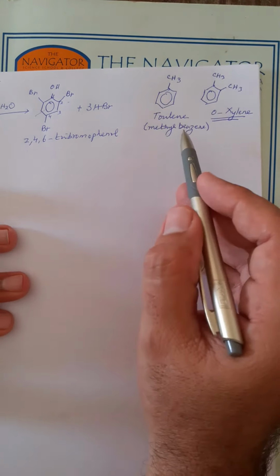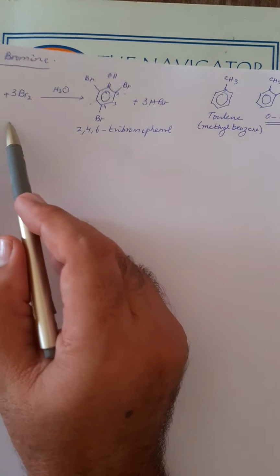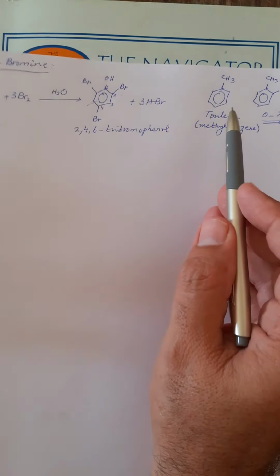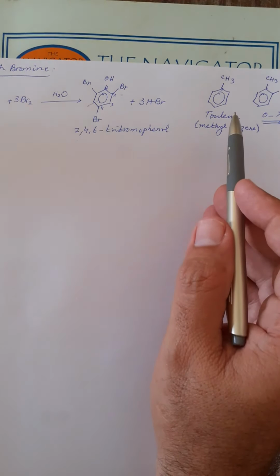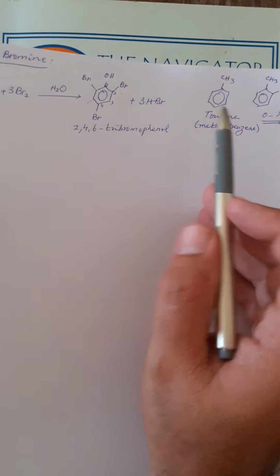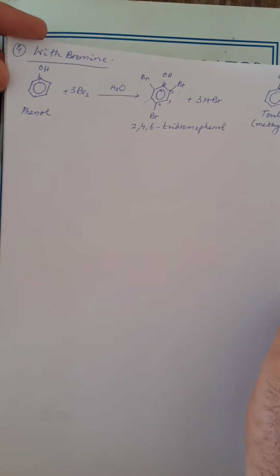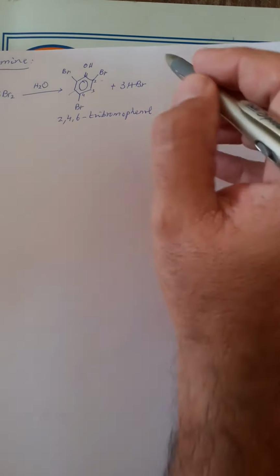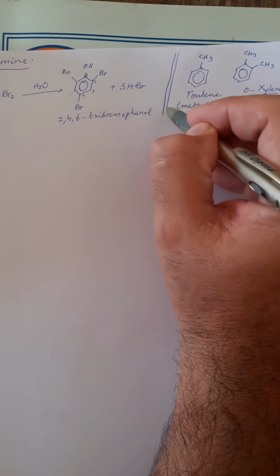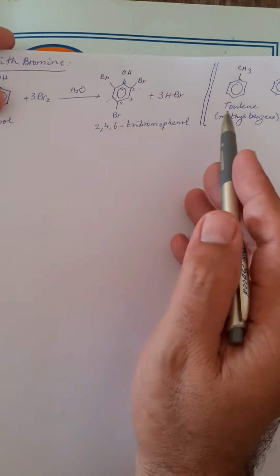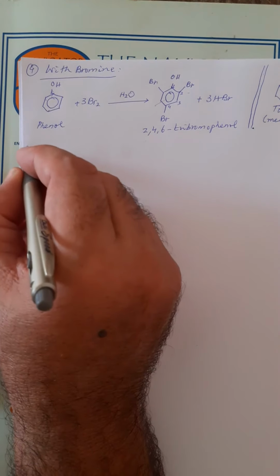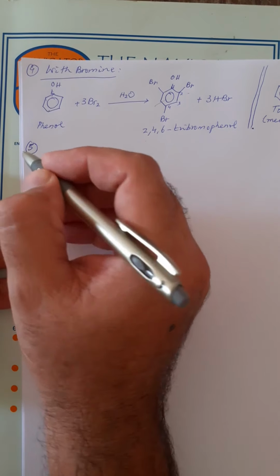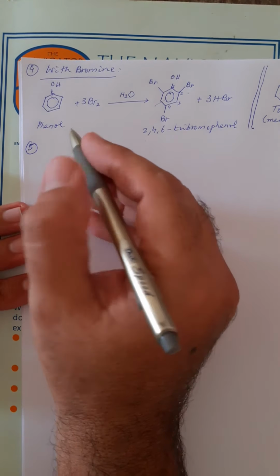Now, when toluene reacts in the same reaction, it will make 1-bromotoluene. It will not make 2,4,6-tribromotoluene. It shows that phenol is more acidic than toluene, or comparatively more reactive than toluene. Toluene is also a very famous derivative of benzene, just like phenol. The 5th reaction, which I'm going to discuss with you, is with nitric acid.